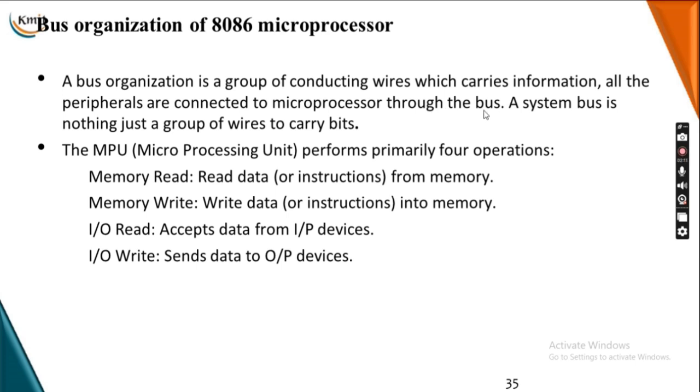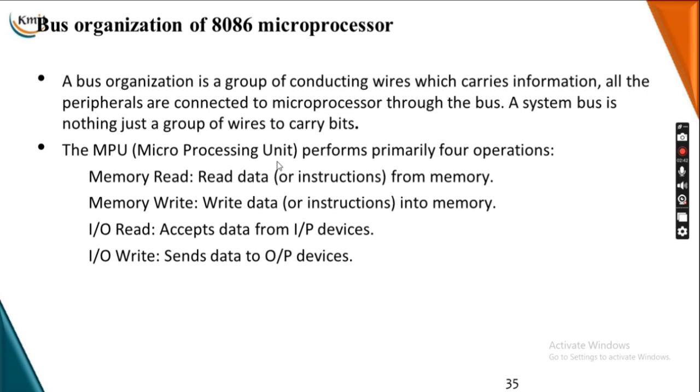So what is this bus? A system bus is nothing but just a group of wires to carry bits. A number of wires can carry bits of information. Getting the point here? A group of wires which carries some information is called a bus.